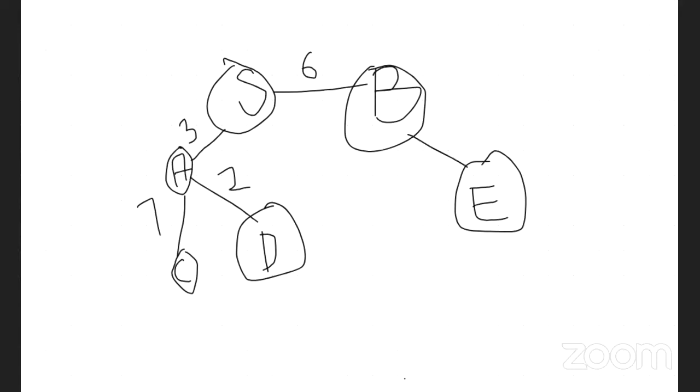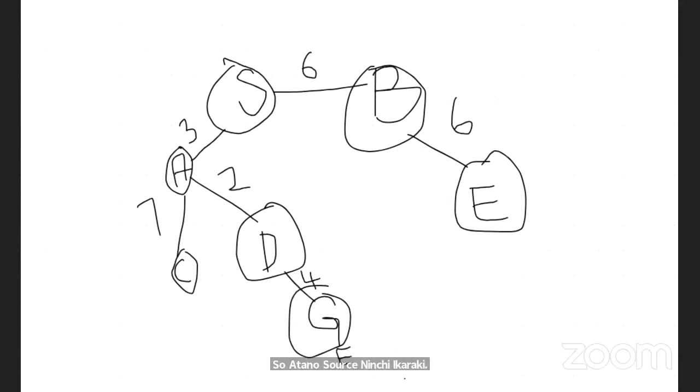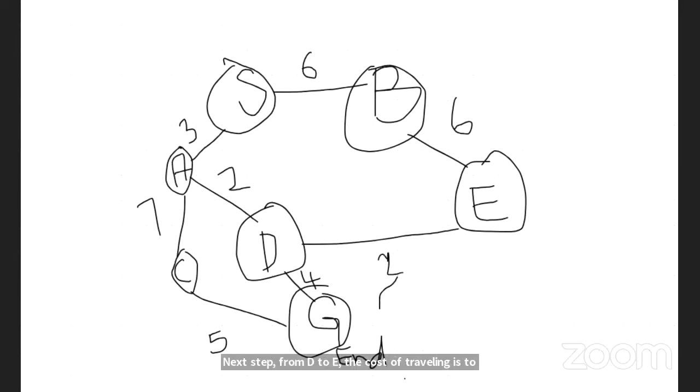Next, D to G, the cost is 4. So he has to come from the source to here and go back to the source again. So we have to find out the cost. This is the end node. So here C to G, the cost is 5. Next, from D to E, the cost of traveling is 2. And from D to B, the cost of traveling is 3. This cost is 2. Okay.